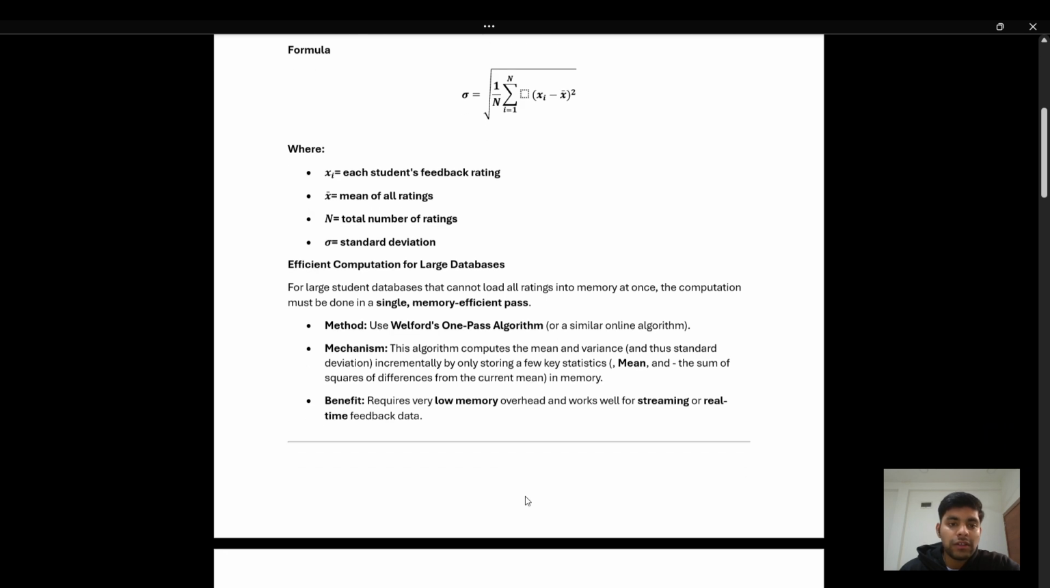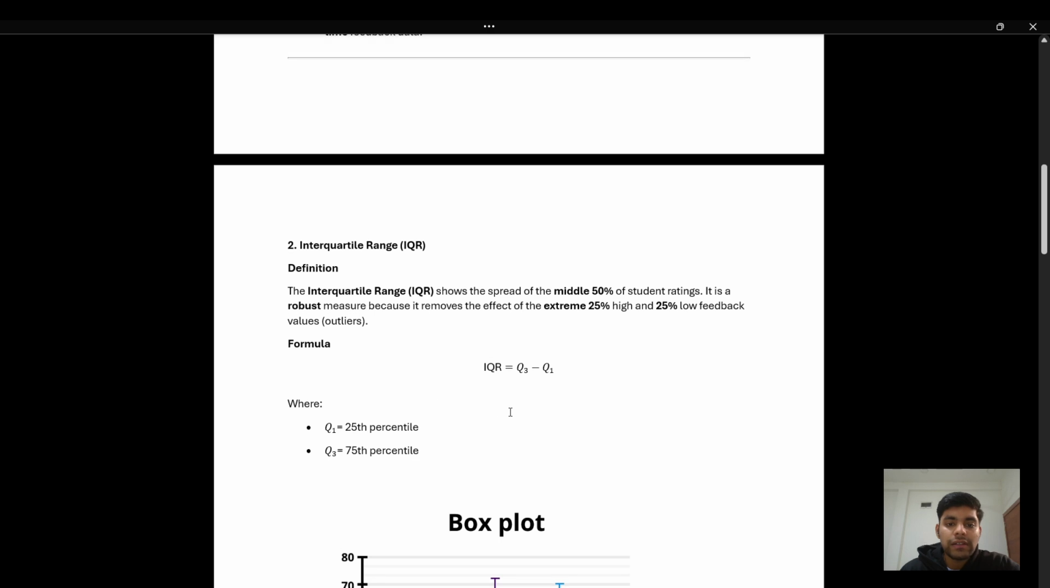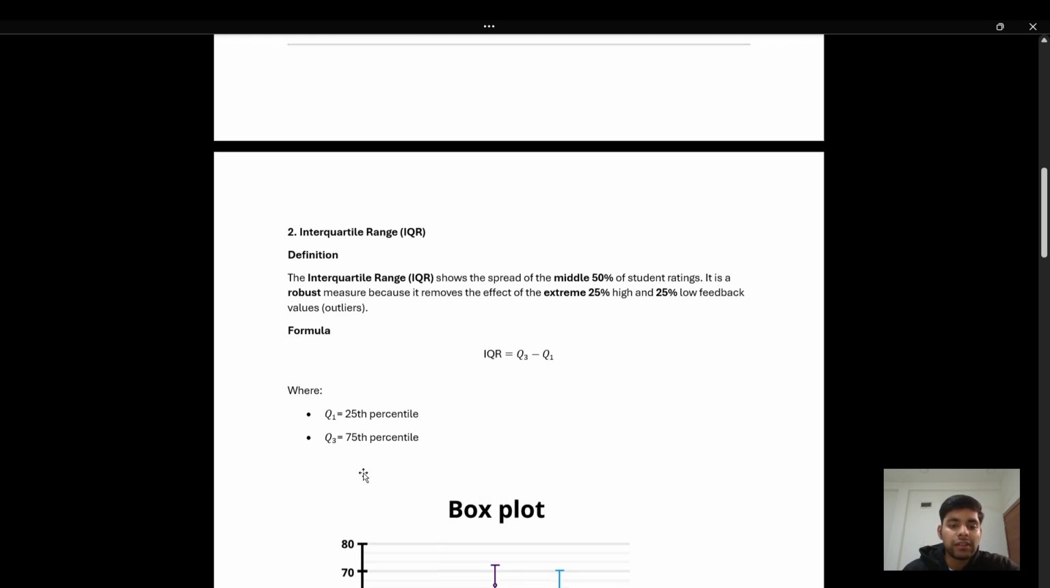Now let's move on to the second method. The second method is interquartile range. We can denote it by IQR. The interquartile range shows the spread of the middle 50% of student ratings. It is a robust measure because it removes the effect of the extreme 25% high and 25% low feedback values, which means outliers. So the formula for calculating IQR is Q3 minus Q1, where Q1 is the 25th percentile and Q3 is the 75th percentile.